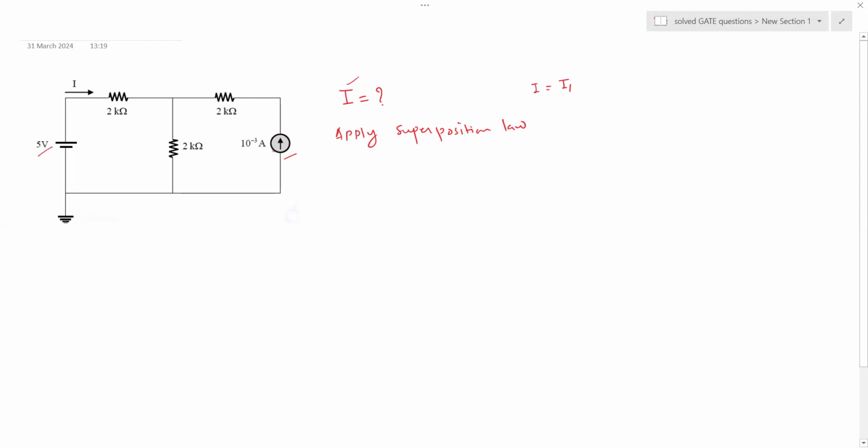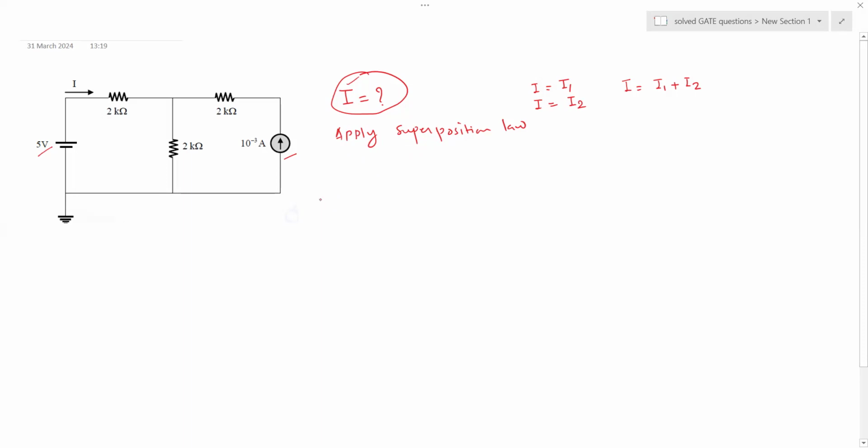In the second case, I will make the current source active in the circuit and the 5 volt DC voltage source inactive. With that, I will calculate the value of I and call it I2. Then to get the total value of I due to both the voltage and the current source being present in the circuit, I will sum the calculated values of I1 and I2. That will be the current I due to these two sources active in the circuit. So that's what the superposition law says.